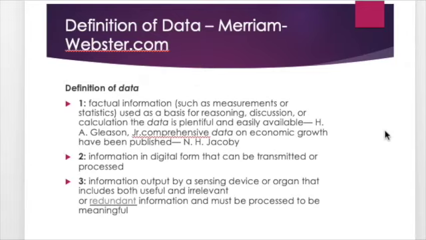And the third definition is information output by a sensing device or organ that includes both useful and irrelevant or redundant information and must be processed to be meaningful. So if we include all of these, basically it's information. Data is information, right? That's the word that we see in all of the three cases. And information would normally be factual, like information that we can gather or observe. Those are the data.